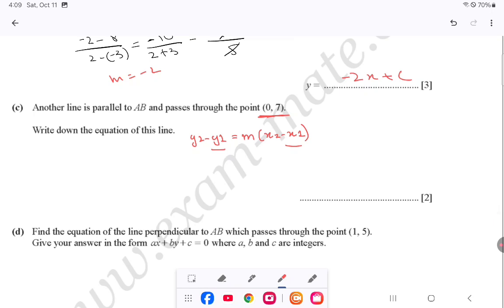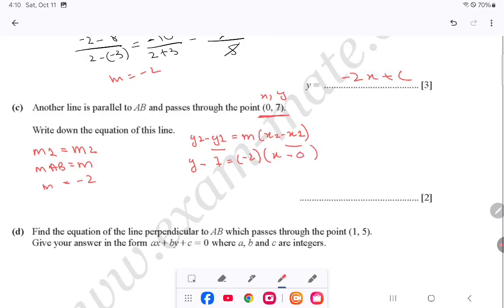For the parallel line, the slope m1 of any line is equal to the slope m2 of the other line. So if another line is parallel to AB, the slope of AB will be equal to the given line's slope. So we can use -2 for the parallel line slope also. So y remains same. y1 is given as 7. This is our value of y and this is our value of x, equals the value of slope, which is -2. x2 remains same and x1 is 0.